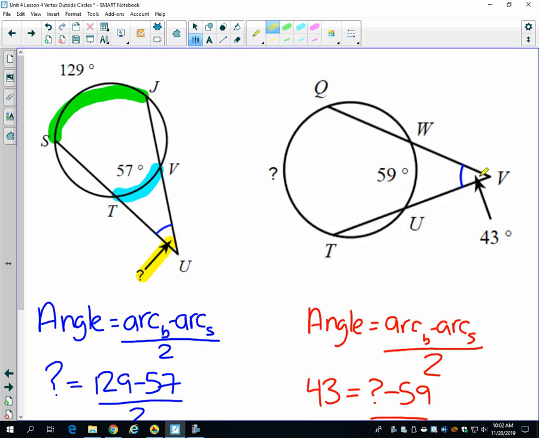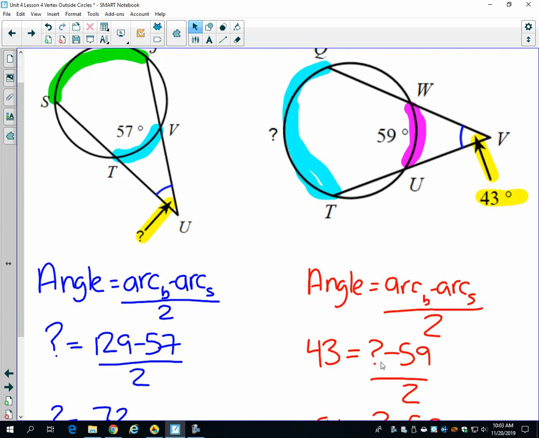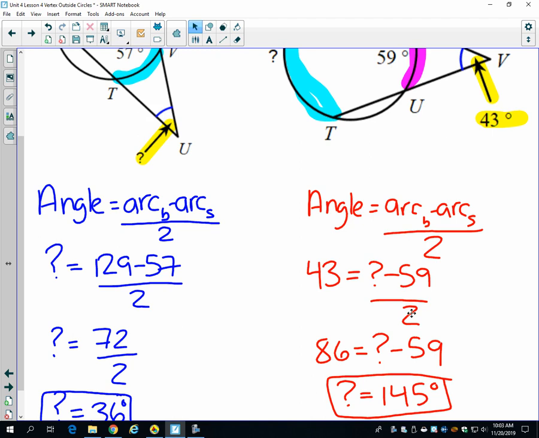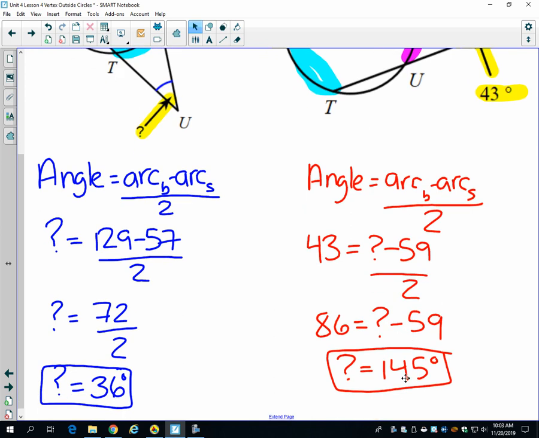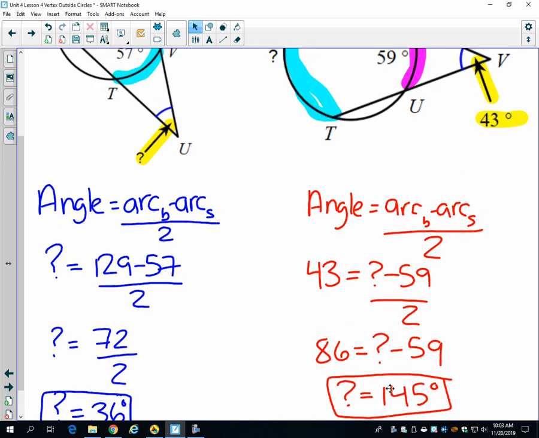Similar situation, I have an angle that now I know is 43 degrees. It intercepts this big arc that we're looking for, and that small arc. So I'm going to do my big arc minus my small, so question mark minus 59. 43 goes in for the angle. To get rid of that 2, I multiplied both sides by 2. That's how I get 86. And the top just stays here, question mark minus 59. Add 59 to both sides to find that arc to be 145 degrees.